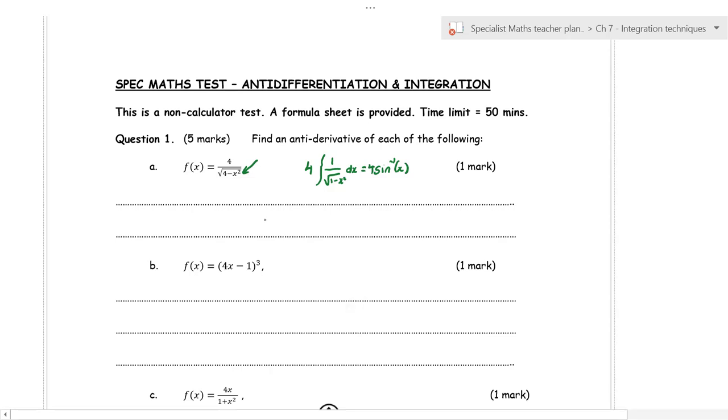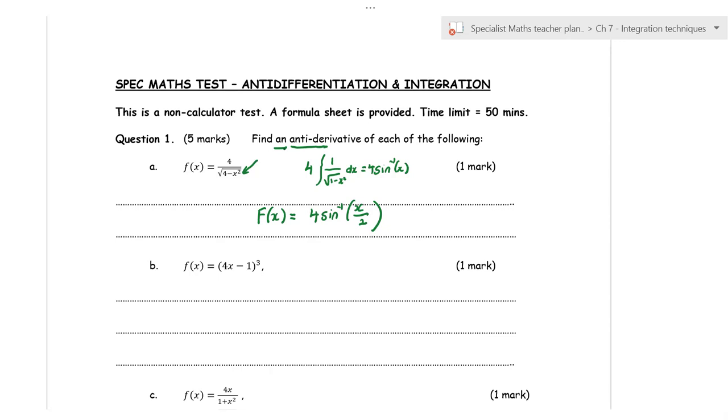So therefore, the answer, find an antiderivative, we could say an antiderivative is that f of x is equal to 4 inverse sine of x over 2. Now it says find an antiderivative. So because it says find an antiderivative, we don't even have to do the plus c. Okay? Because c can be anything. Does that make sense? All right? There's no need to do plus c. You wouldn't lose the mark, is what I'm trying to say.